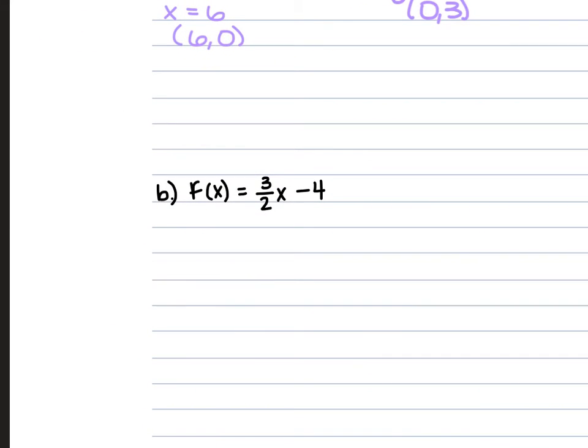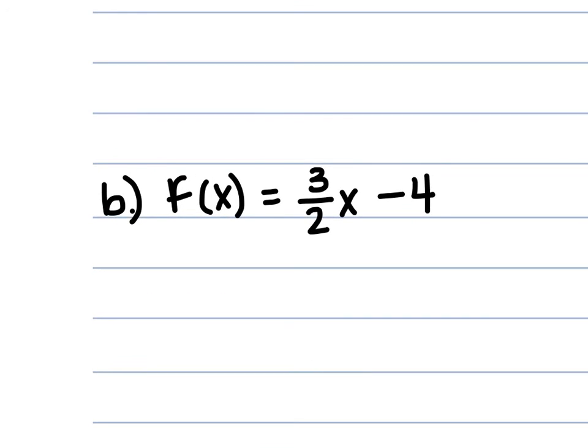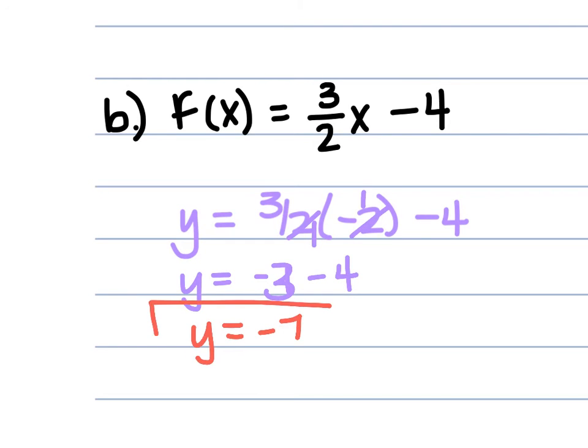If we look at B, we have f of x is equal to 3 over 2 x minus 4. So again, we can find my x and my y-intercept, plot the line, and then pull from the line what my y is when x is negative 2. Or what I'm going to do here, since we cannot draw a straight line on this, we're going to have 3 over 2 times negative 2 minus 4. 3 over 2 times negative 2 is going to give us negative 3, minus 4. And this is going to give us negative 7. y is equal to negative 7.